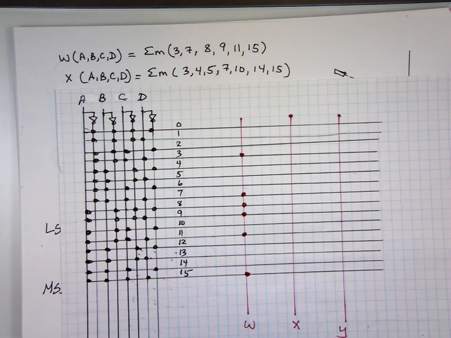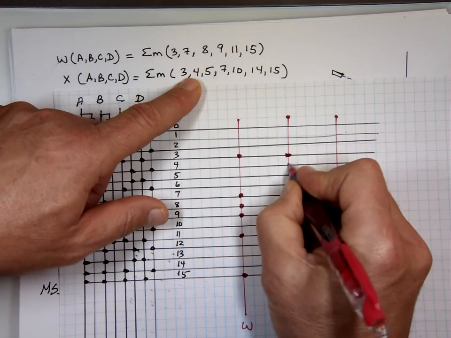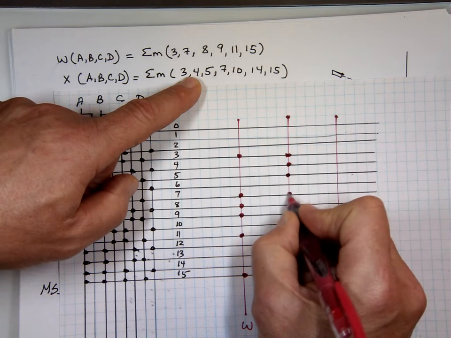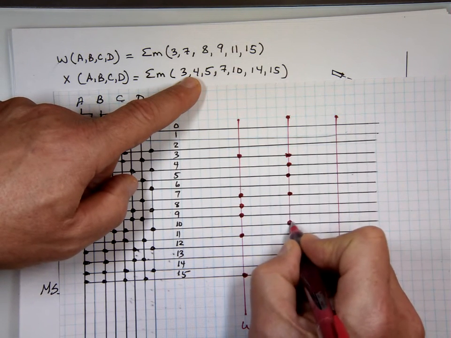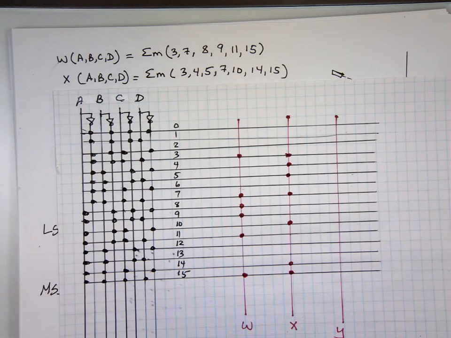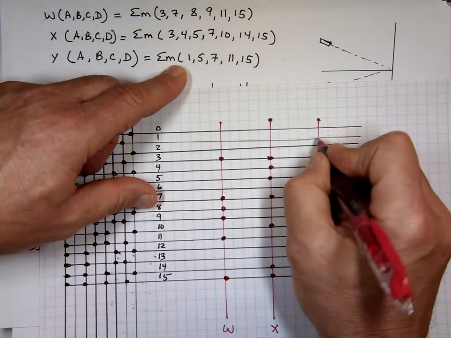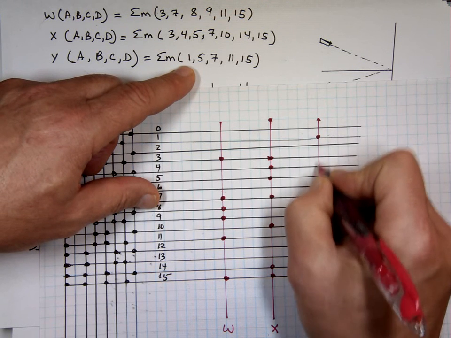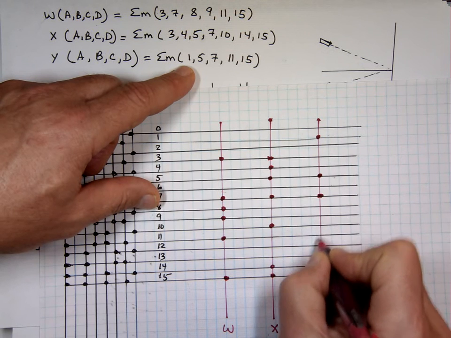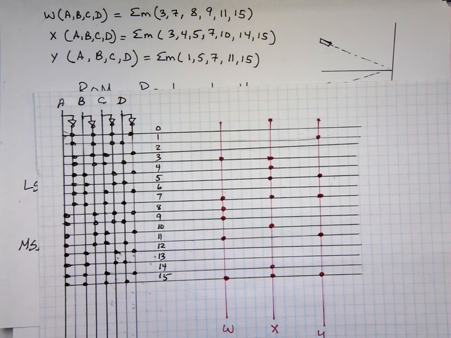What's attached to X? 3, 4, 5, 7, 8, 9, 10, 11, 12, 13, 14, 15. And what is attached to Y? 1, 2, 3, 4, 5, 6, 7, 8, 9, 10, 11, 12, 13, 14, 15. And that's your design. You ship that to them, and that's what they make the ROM.